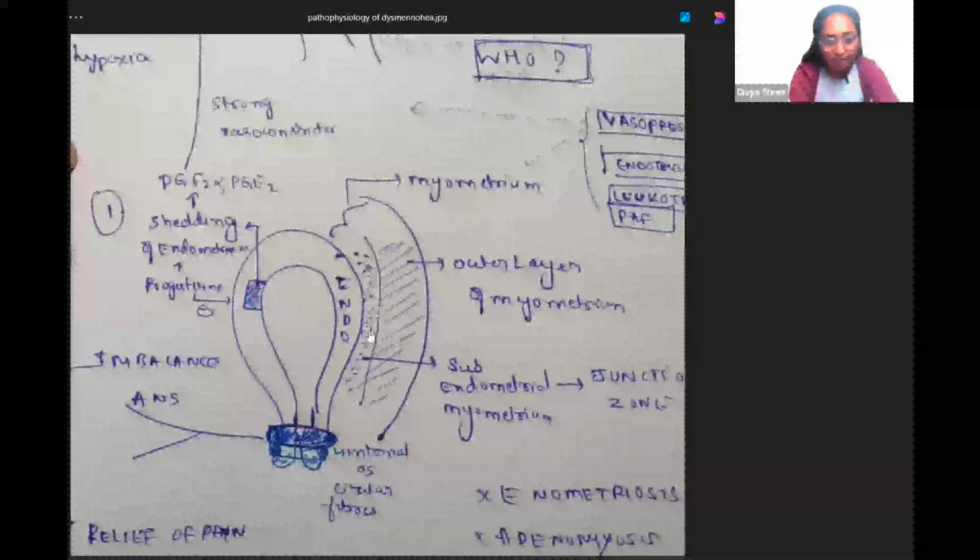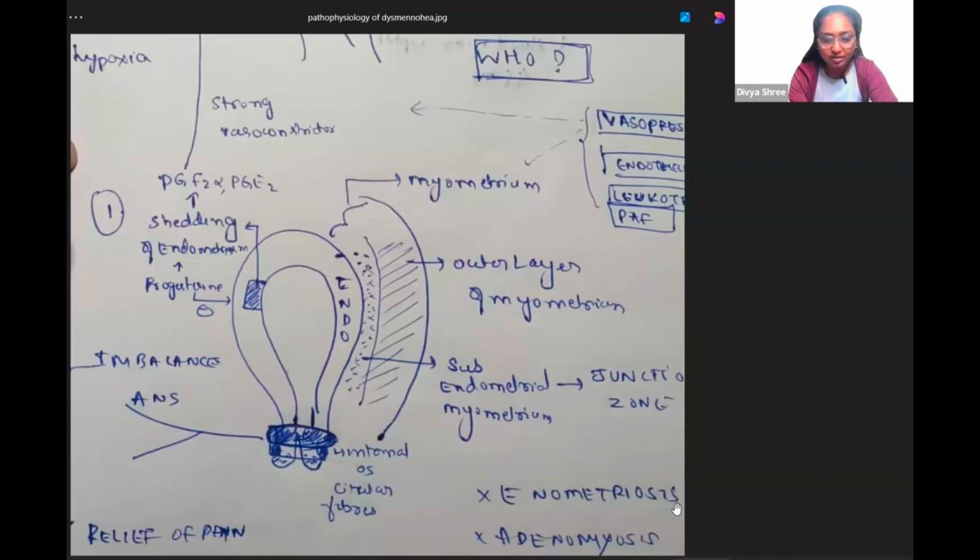There is hyperreactivity in this junctional zone, meaning the muscle which was supposed to contract at regular intervals is sometimes contracting less and sometimes contracting more than what is required, which leads to myometrial hypoxia and thus angina. This myometrial dysrhythmia occurs in cases of endometriosis, adenomyosis, and also in primary dysmenorrhea. That means even without any other problems, some people have a problem with this junctional zone.